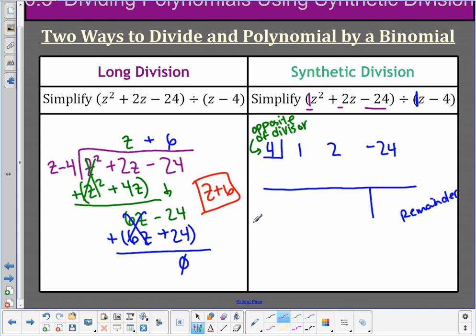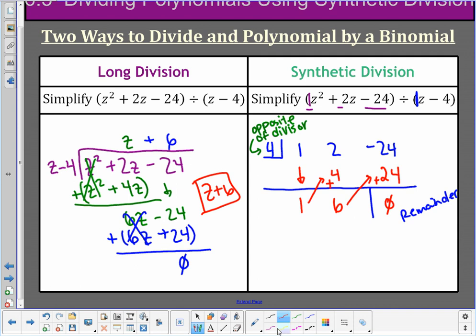And now our process becomes a little bit different than the long division, but it's actually a little bit easier. So what I do here is I drop down the 1. The 1 is going to stay the same. And then I multiply 4 times 1, and that goes up here. And then I add those together. 2 plus 4 gives me 6. I do that again. Multiply 4 times 6, that goes up here. Add those together, that gives me 0.